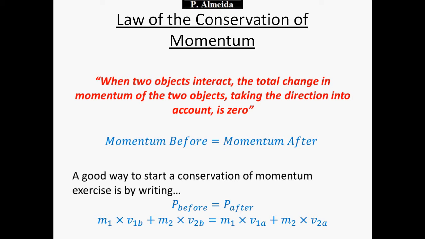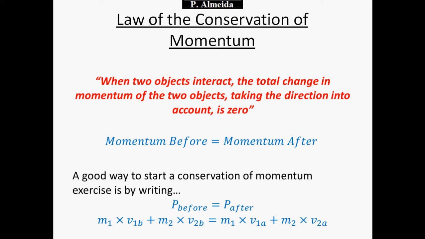The law of conservation of momentum says that when two objects interact, the total change of momentum of the two objects, taking the direction into account, is zero. That means that whenever there is an interaction or collision between two objects, the total change of momentum, so the momentum before minus the momentum after, taking the direction into account, because momentum is a vector, so in one direction is positive and in another direction is negative, is going to be zero. So that's the same as saying that the momentum before the interaction equals the momentum after the interaction.